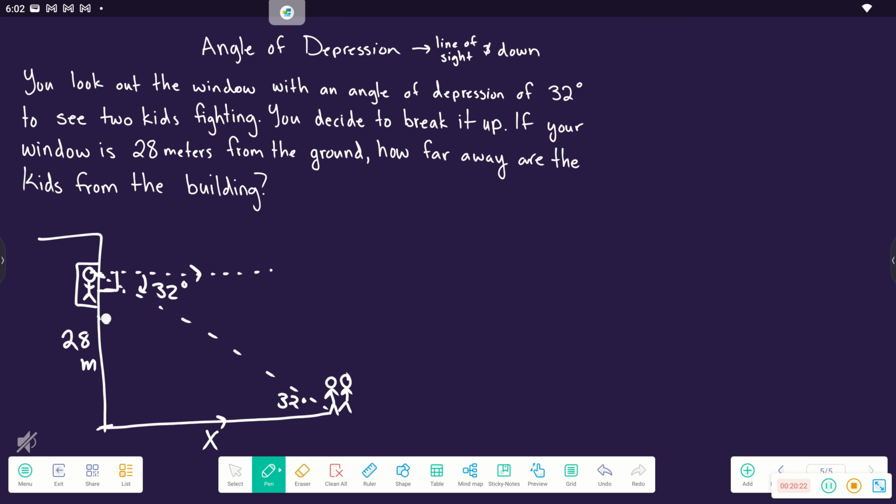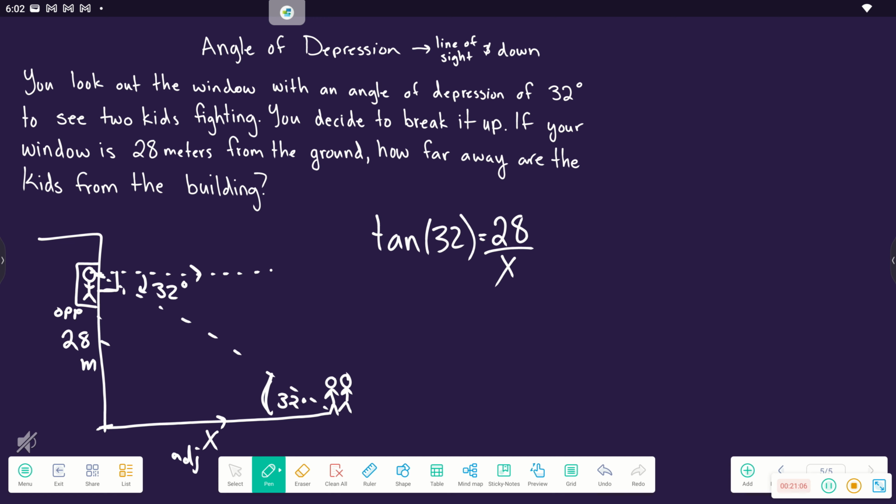We're going to use that we have this 32 degrees in the corner. So if I am using this angle right here, I have to use an angle inside the triangle. I have my opposite and my adjacent. So again, I am using tangent. And tangent of 32 is my opposite, 28, over my adjacent, which I don't know what it is. And just like last time, we solve the same exact way.